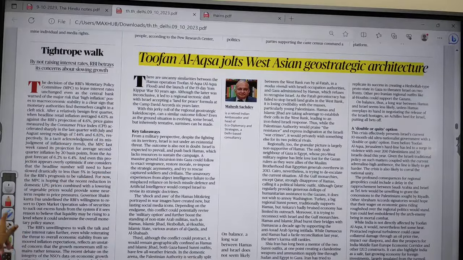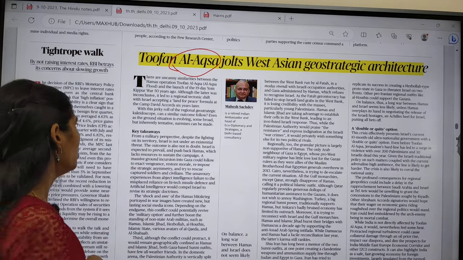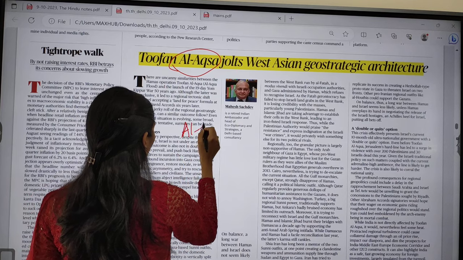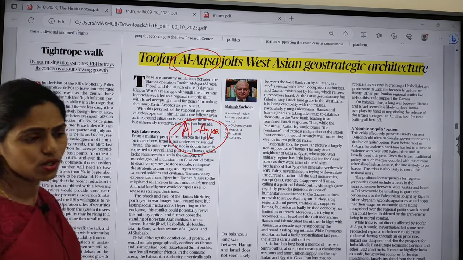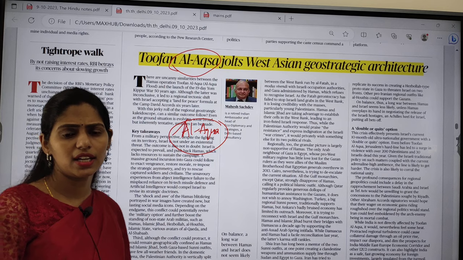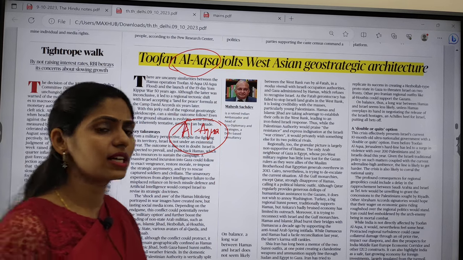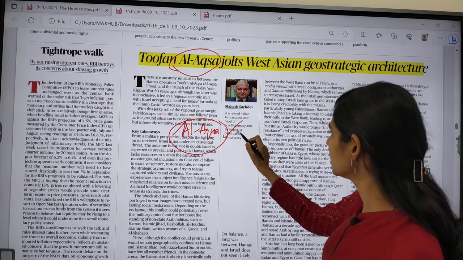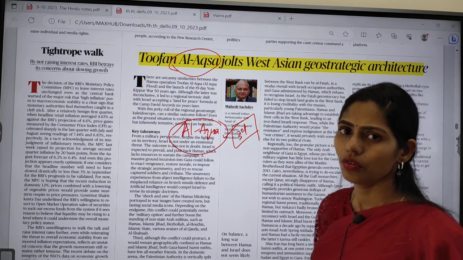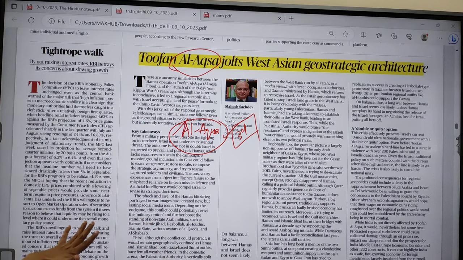And next one, it is about Tufan Al-Aqsa, Al-Aqsa Flood's West Asian geostrategic architecture. So here you have to know about what is this Al-Aqsa. Actually this Al-Aqsa is a mosque. So we have to know about what is Al-Aqsa. So you can get a question here. Actually this is an important site of Muslims. So Mecca will be considered the holy place, right? After Mecca, Al-Aqsa is a third holy place of Muslims. First one is Mecca, second one is Medina, and third one is Al-Aqsa. Okay, so you have to refer to this topic, and it is very important from both your prelims as well as mains.